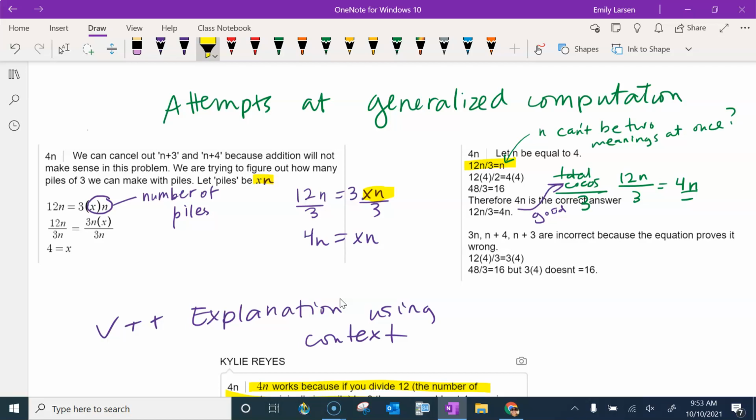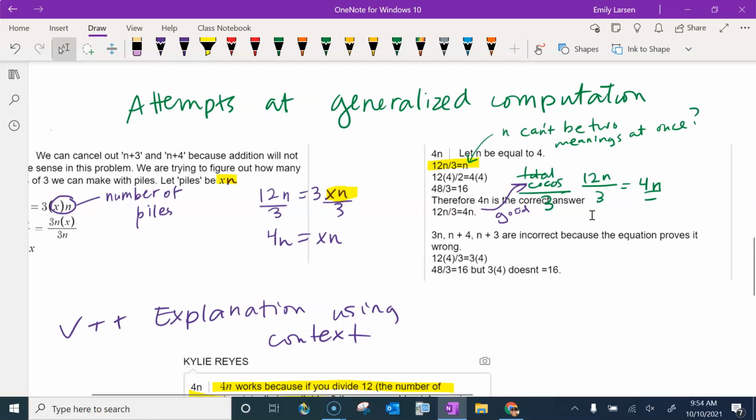And here it's let piles be xn, not just x, because xn is the number of piles. Okay, but that was a good attempt at showing that work. Okay, so there was some credit, but not complete. At least an elimination point for this part right here.